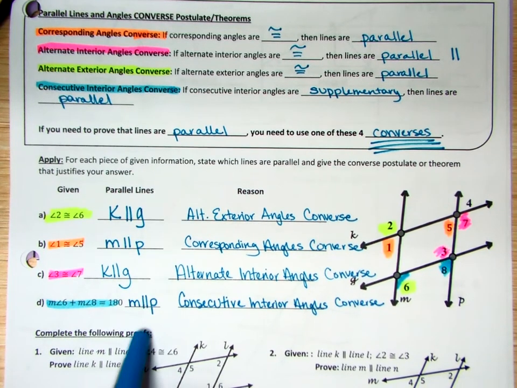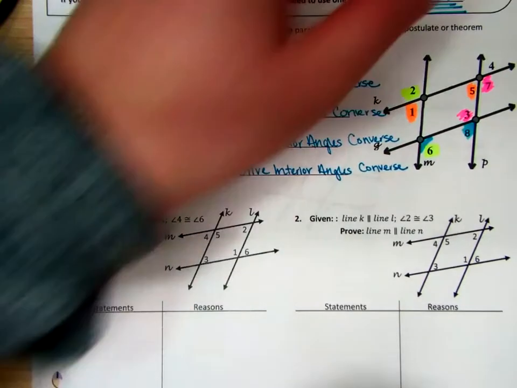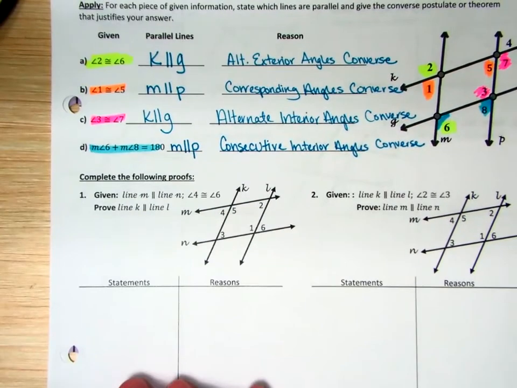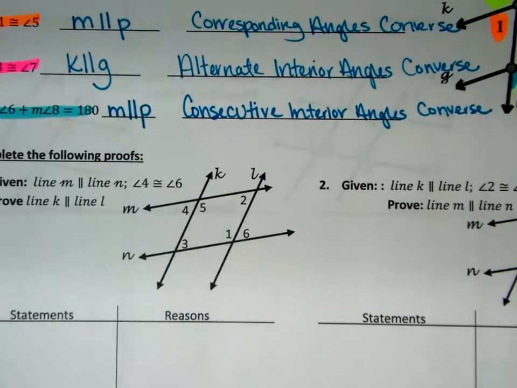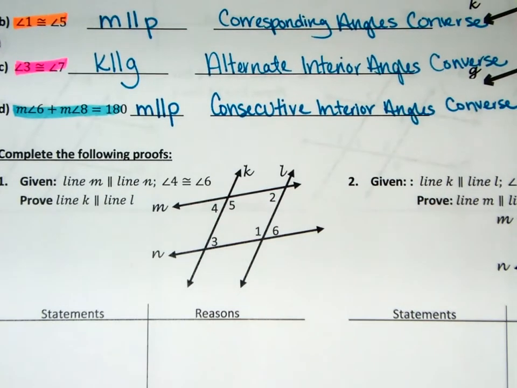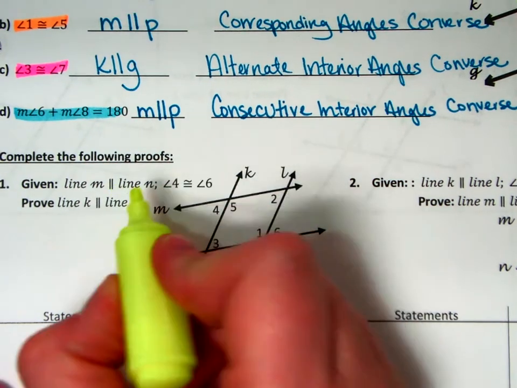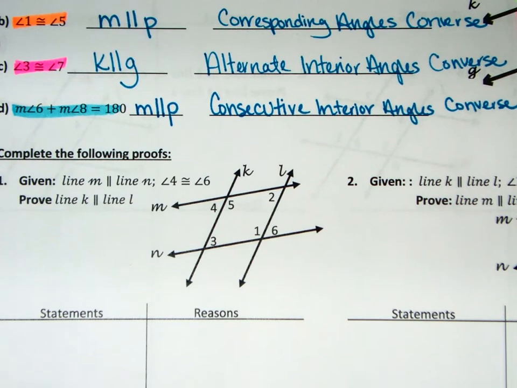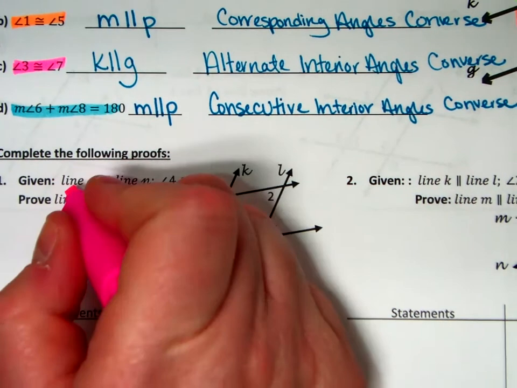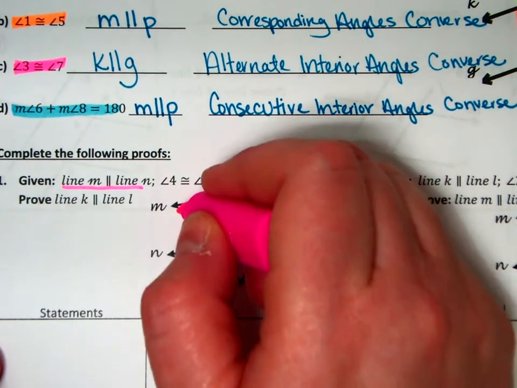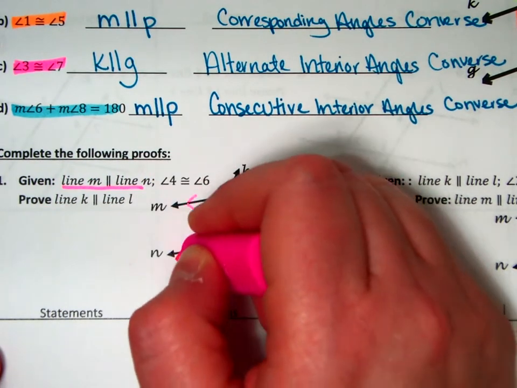What I'm going to do is jump down to the proofs now. We're going to start with this first proof. I will highlight as much as I can. We have two sets of lines. You have to really pay attention to what information is given to you. With this, we have lines M and N. Lines M and N are parallel. So I'm going to underline this here: M and N are parallel.